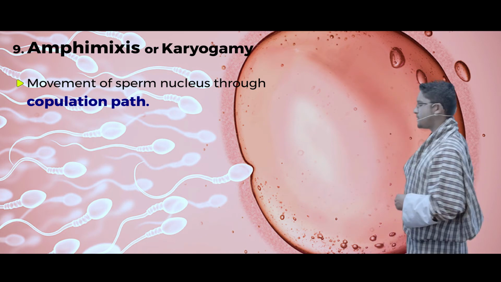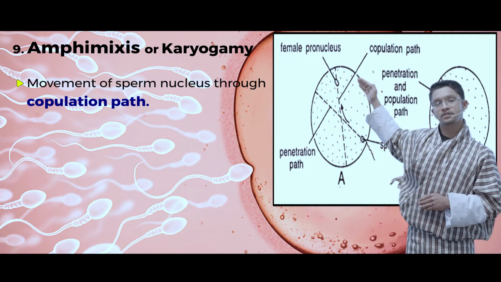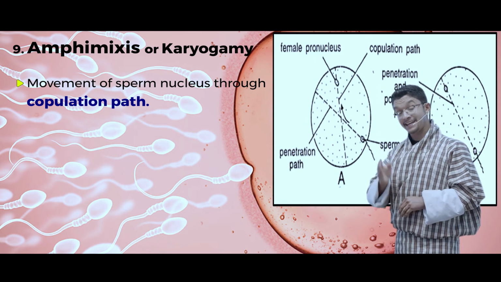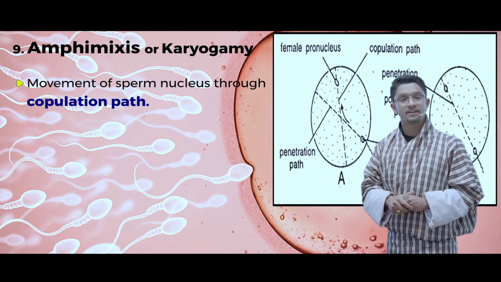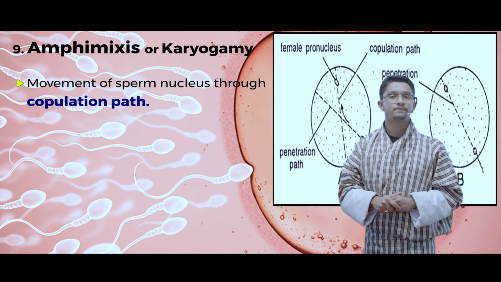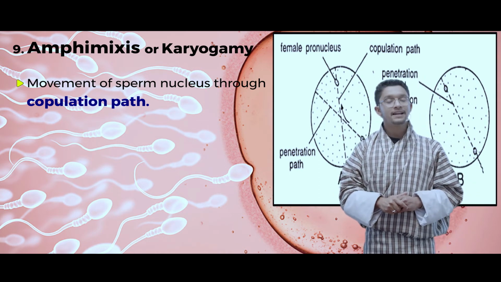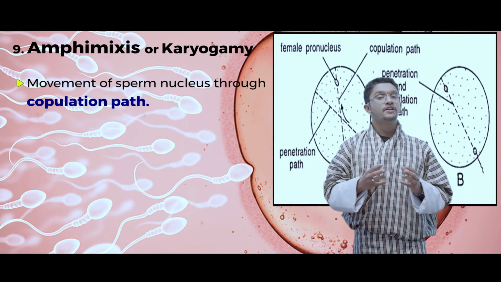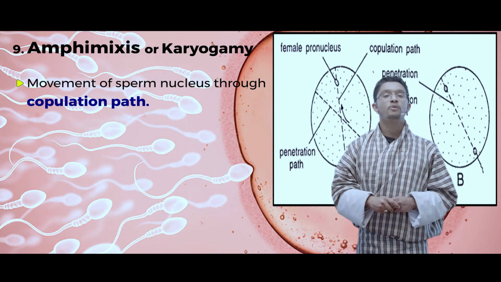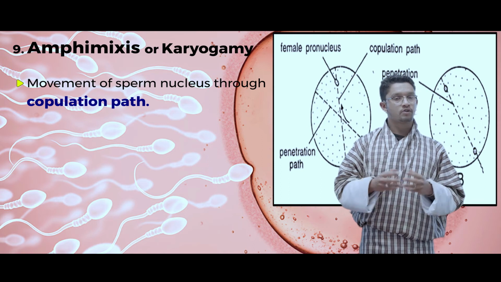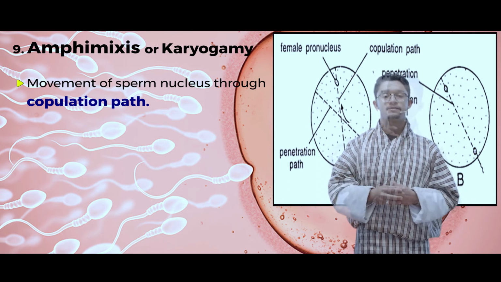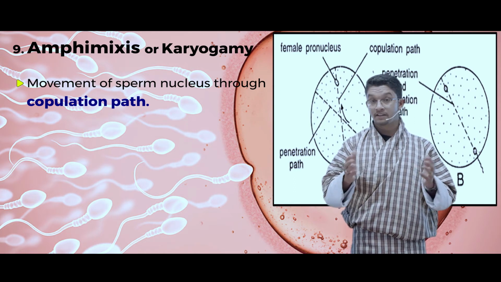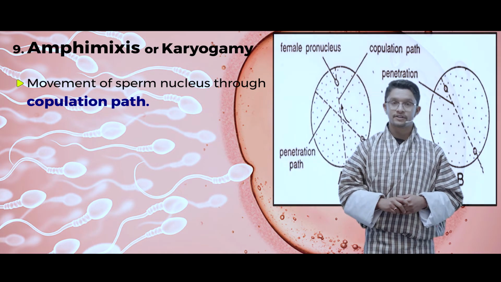Firstly, as the sperm enters, it enters through a path which we call the penetration path. It may not be lying exactly in the location where the female pronucleus is located. That's why the male nucleus can change course, and a new path is formed which we call the copulation path. The copulation path helps the male pronucleus to move to the female pronucleus. So it is the path followed by the male nucleus.